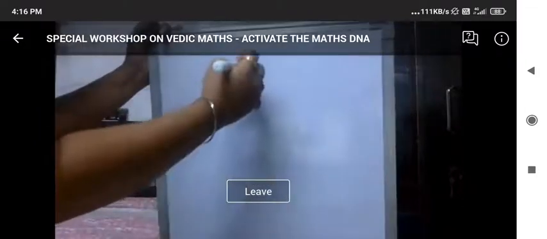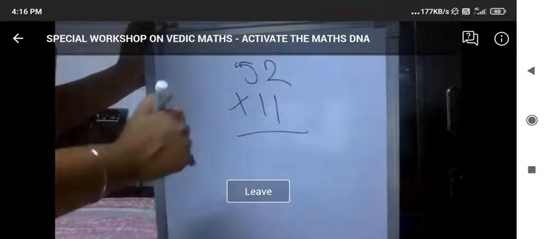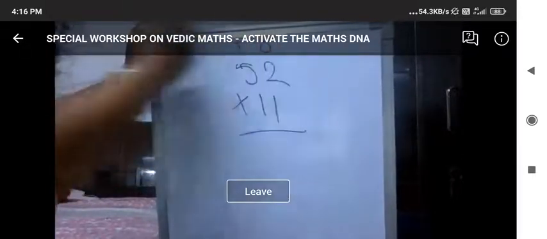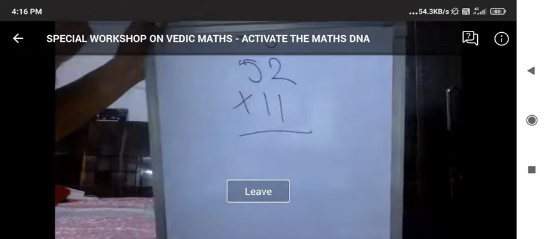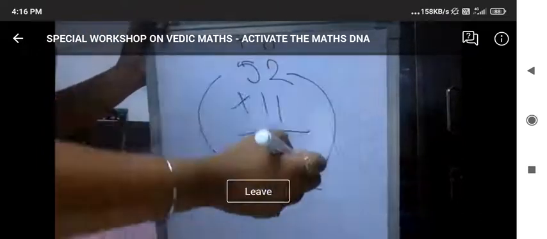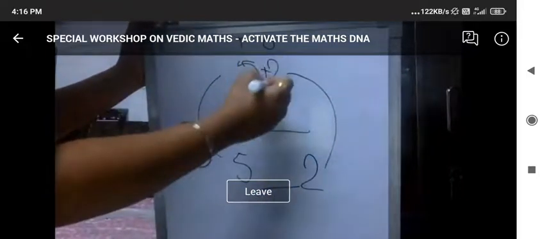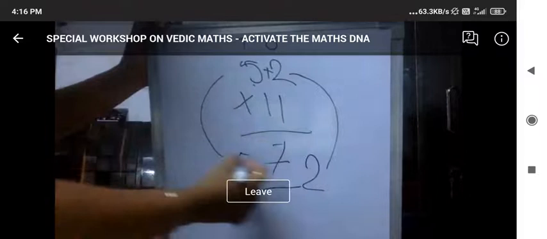For example, my number is 52, to be multiplied by 11. Now you got the trick. I want the answer from you. Let's see who all can answer. This is my tens place value. This is my ones place value. The number 5 here, 2 here, and in between, the sum of both the numbers, 5 plus 2, that is 7. We got the answer.